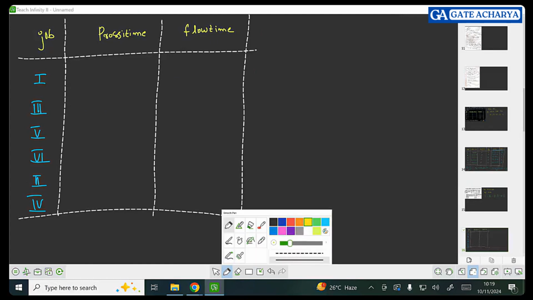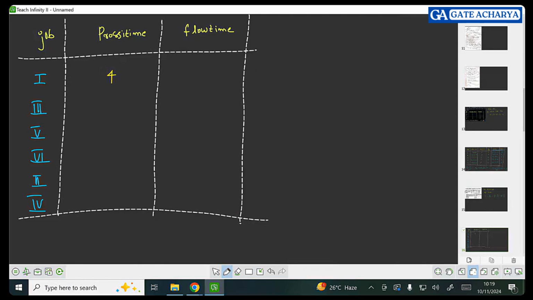Now, what is the processing time? Processing time of the first job is 4. The third job, 5. The fifth job, 6. The sixth job, 8. The second job, 9. And this will be 10, I guess. Next, flow time, I said, is the cumulative of processing time. Better you write it step by step.